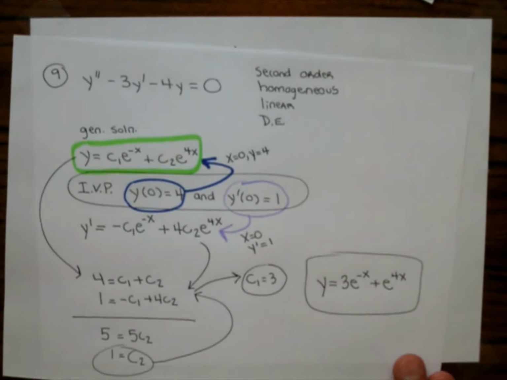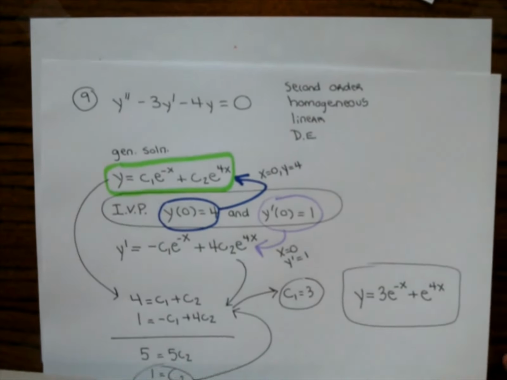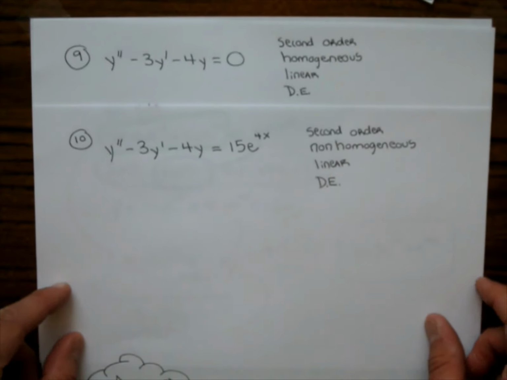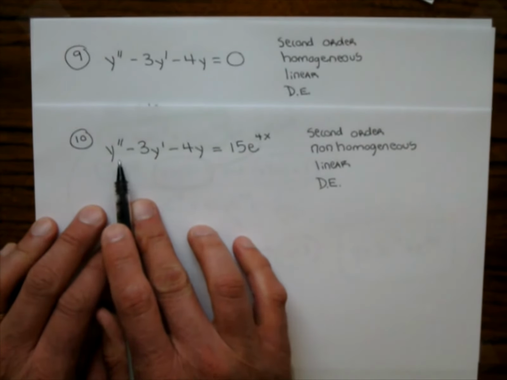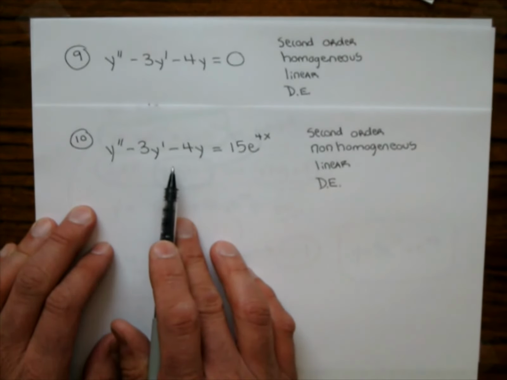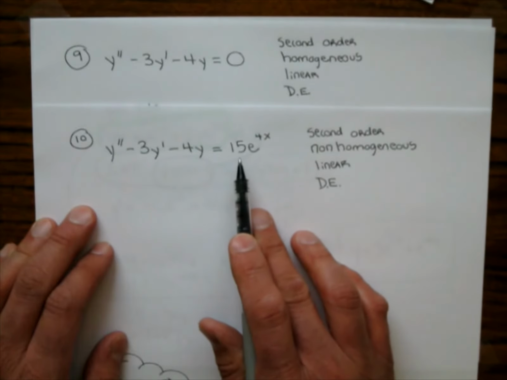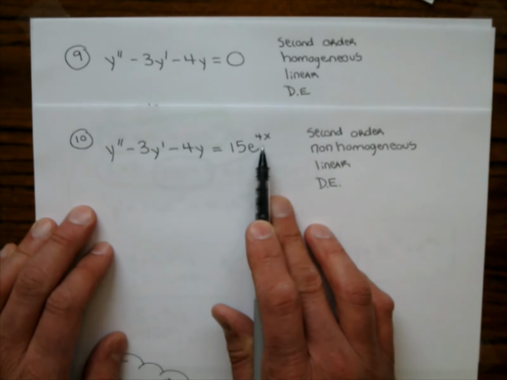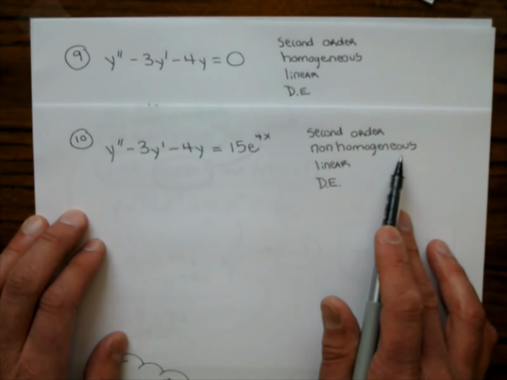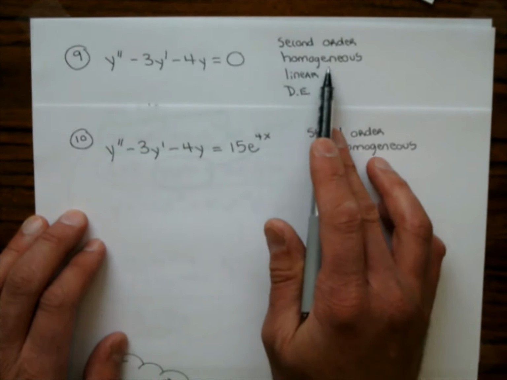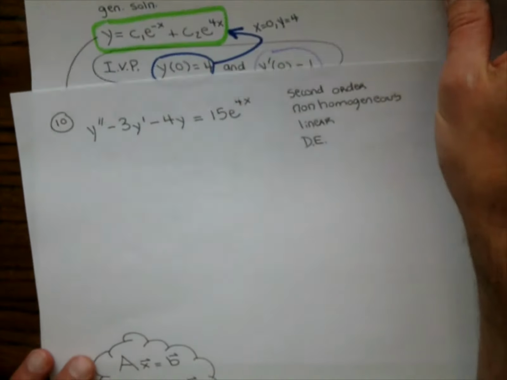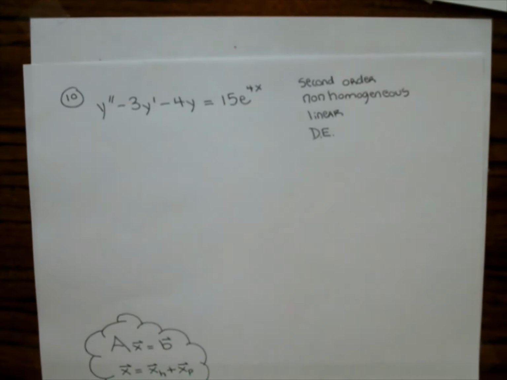Let's go ahead and do problem number 10. Oh, look at problem number 9 first, and we'll compare it to problem number 10. It looks like the left-hand side is the same on both of those problems. It's the right-hand side that's different. Because this says 15e to the 4x, that makes this differential equation non-homogeneous, and this differential equation is homogeneous because there's a 0 on the right-hand side. So let's take a look at what we have here.